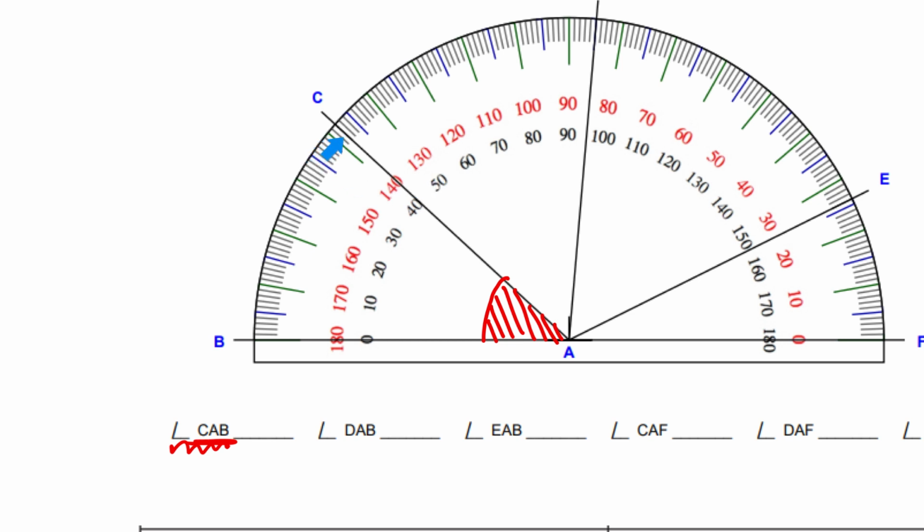All right, so it's somewhere between 40 and 50. So you have 40, 41, 42 degrees. So this angle's 42 degrees.